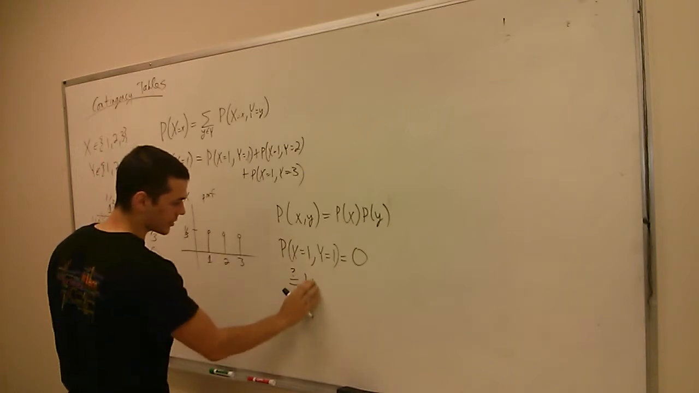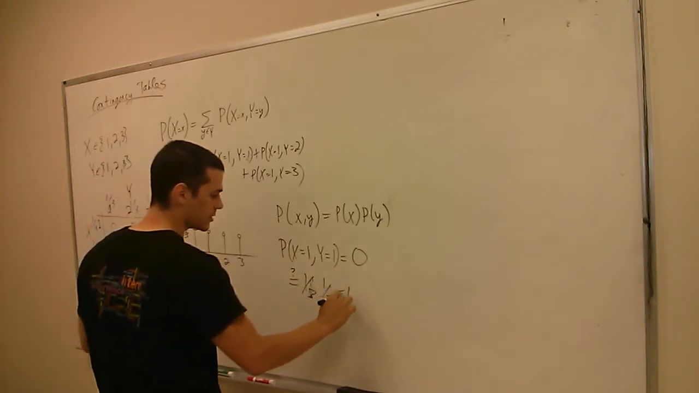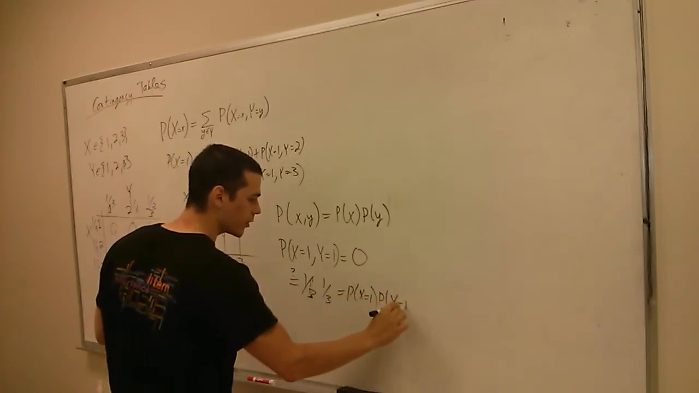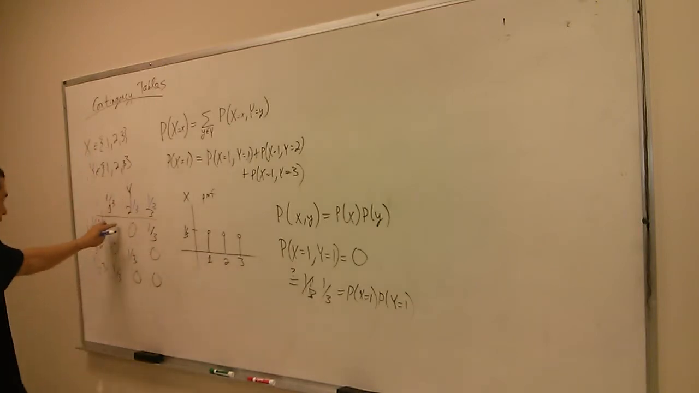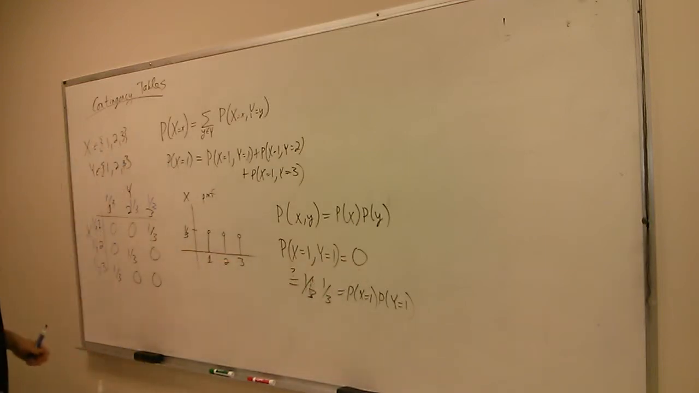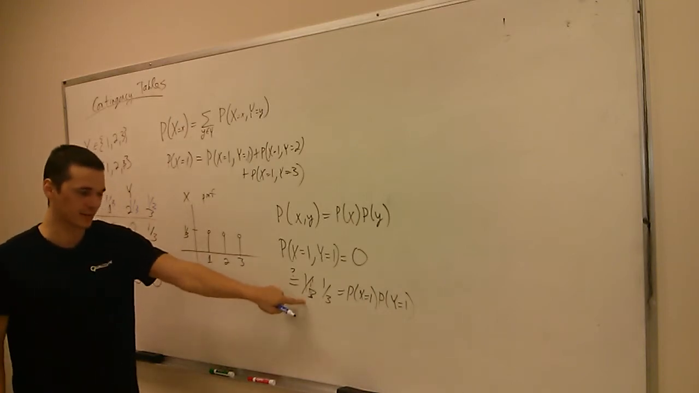Is this the same as 1/3 times 1/3? And this is probability x equals 1 times probability y equals 1. So is this joint distribution of the table equal to the marginals we computed? Clearly not. 1/9 is not 0, right? So we can't describe this distribution by multiplying the two marginal distributions. So this tells us we found one case where this is not the case.